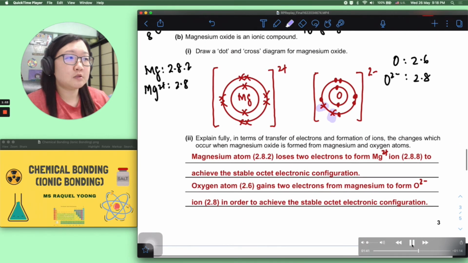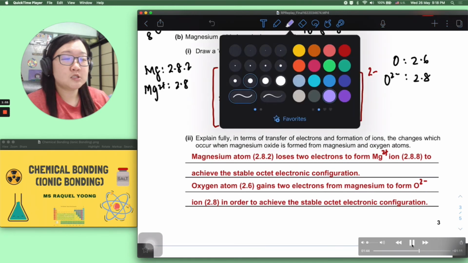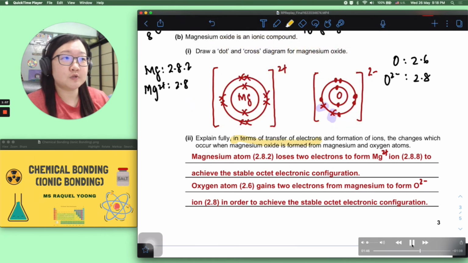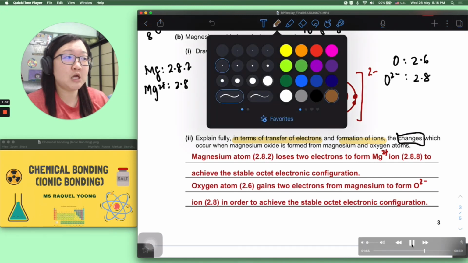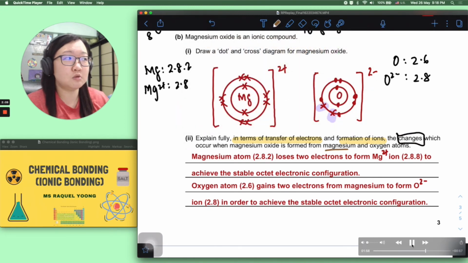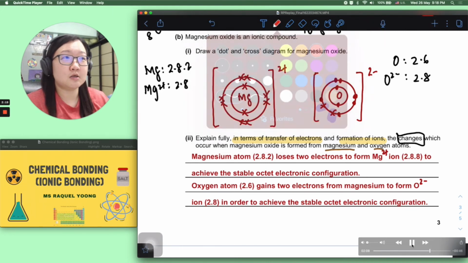B part 2, explain fully in terms of the transfer of electrons and the formation of ions, the changes. This part you should box it up and highlight it together with me. The changes, meaning you need to talk about the initial and the final, right? Which occurs when magnesium oxide is formed from the respective atoms. So you see my answer, I am also structuring it in a very clear way.